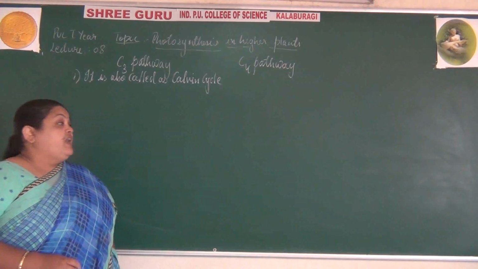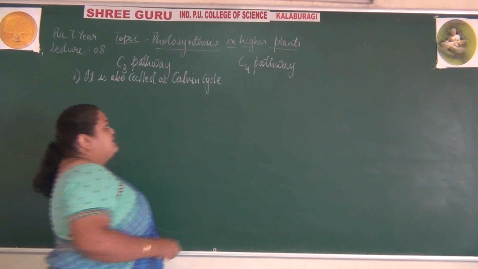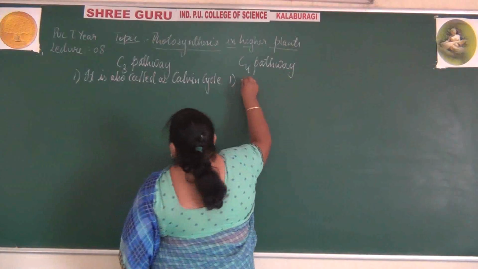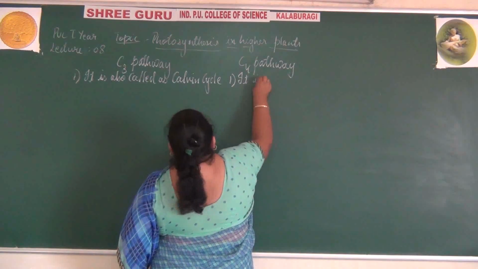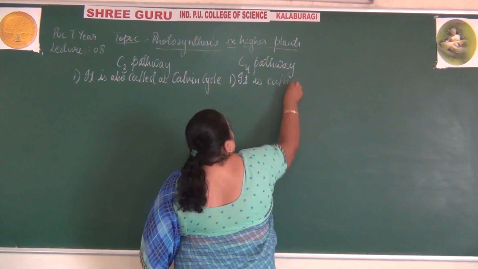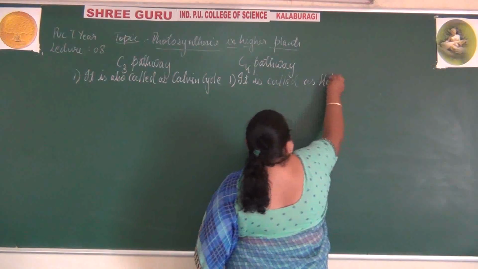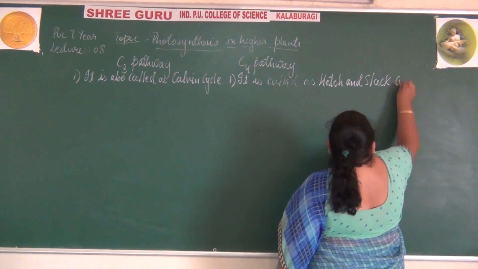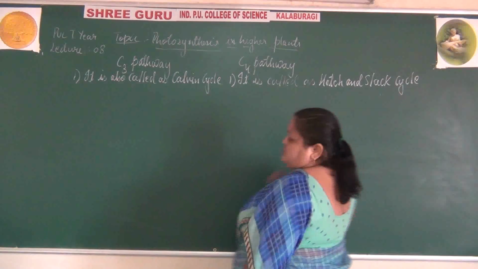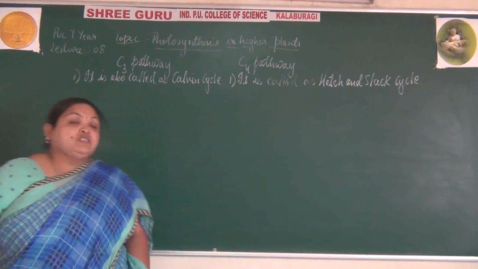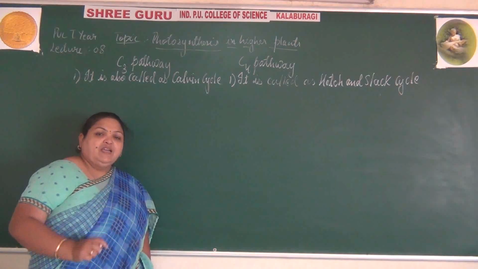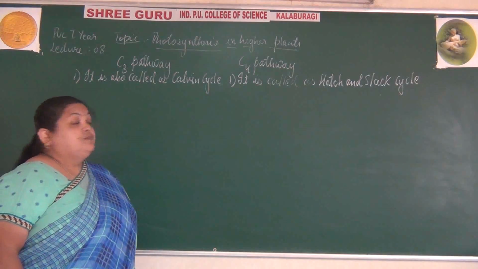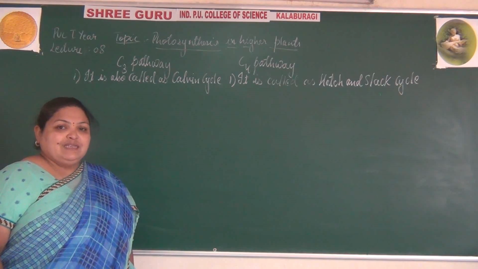So the C3 pathway is also known as the Calvin cycle, while the C4 pathway is called the Hatch and Slack cycle. It is the teamwork of the scientists who studied the cycle in C4 plants, Hatch and Slack. So it is called the Hatch and Slack cycle.